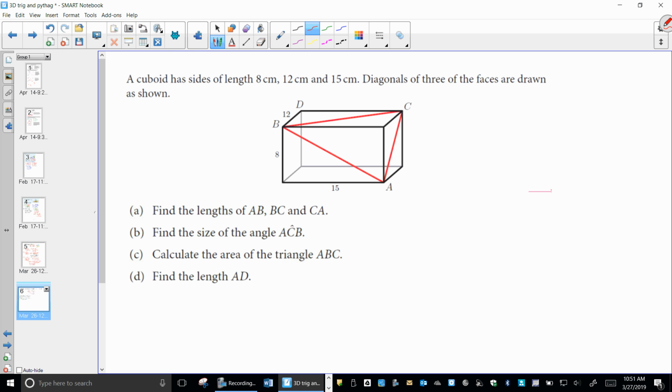Find the lengths of AB, BC, and CA. Let's go first. Alright, so AB. Obviously that's going to be this right angle triangle. Our third letter is here, let's just call that T. So that's 15 and that's 8. So 15 squared plus 8 squared and square root it.